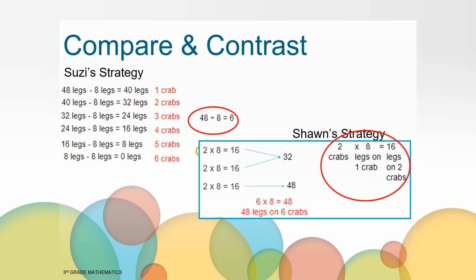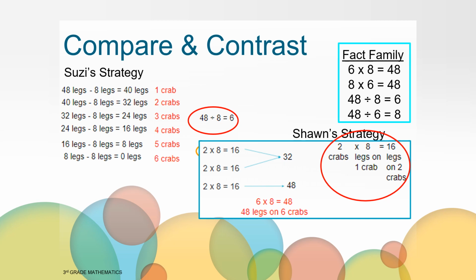The important thing is to remember what each number represents, either the total, the number of groups, or the number in each group. In this problem, we know that 6 is the number of crabs, or groups, 8 is the number of legs, or the number in each group, and 48 is the total number of legs. We can say that 6, 8, and 48 are part of a fact family.